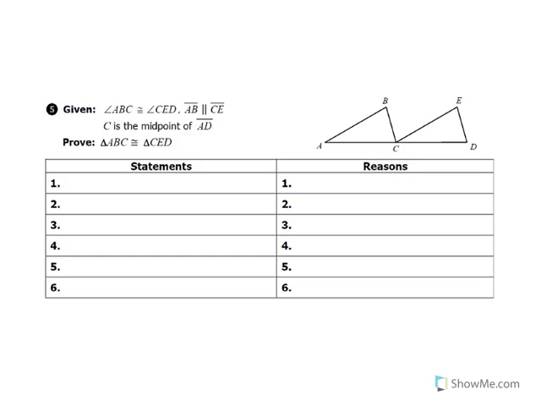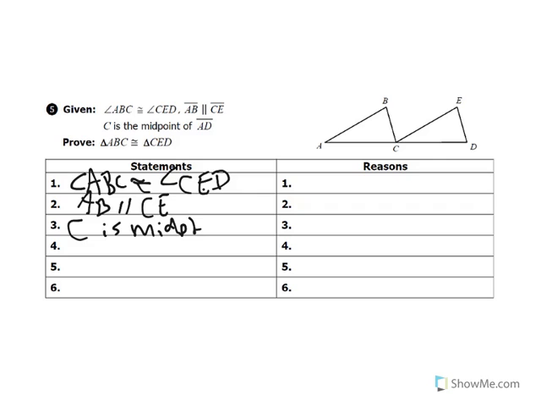So we're told that angle ABC is congruent to angle CED. AB is parallel to CE, and that C is the midpoint of AD. So I'm going to put my givens in. Angle ABC congruent to angle CED. AB is parallel to CE, and C is a midpoint of AD.